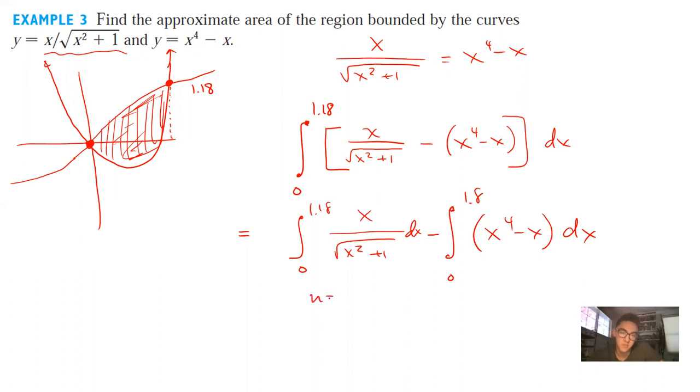Okay, u substitution is x squared plus 1. du is 2x dx. Oh, we can do a 2 and then dx, thank you. Keep on forgetting my dx's here. So for this one, I'm gonna have to do that. Okay, geez. Eli, are you still with us? Okay, so that means I have, let's see, 1/2 from 0 to 1.18, 1 over u times du.